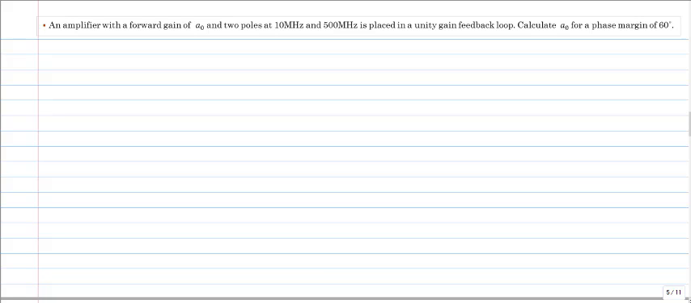Hello students, in this video we are going to perform the second exercise problem. Okay, so let us consider an open loop system having a DC gain of A0. Okay, so this is the DC gain, and it also has two poles, one at 10 megahertz, the other one is at 500 megahertz.